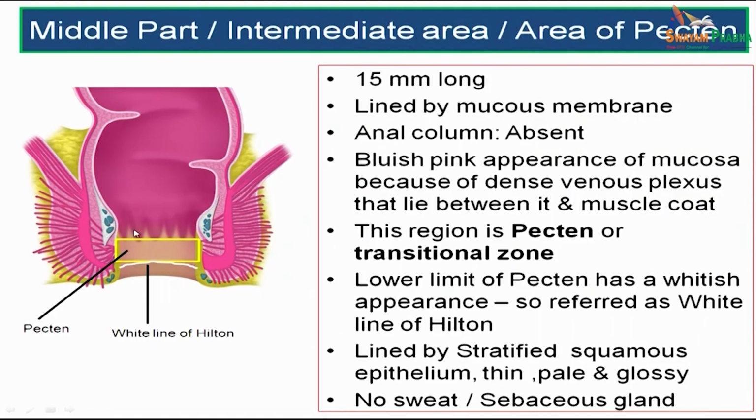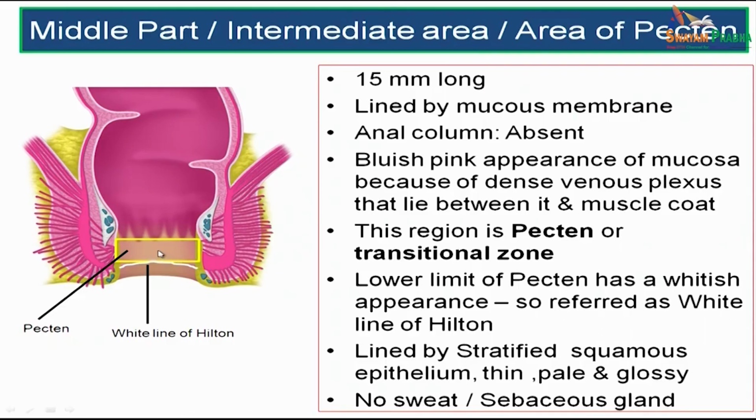Having read about the upper part or the mucous part, we will now go on to the middle part, which is the intermediate area. It is also called the area of pecten or the transitional zone, which is marked as a yellow box in this diagram. Again, this middle part is 15 millimeter long like the upper part, lined by mucous membrane. Please note the difference between the upper part and the middle part: in the middle part, anal columns are absent. The lower limit of this middle part, or the pecten, has a whitish appearance and is referred to as the white line of Hilton. The middle part is lined by stratified squamous epithelium, but there are no sweat and sebaceous glands in the epithelium. The epithelium here is thin, pale and glossy.